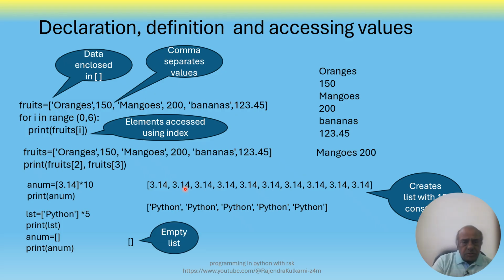We can also empty a list. Now enum consists of 10 values, all 3.14. When we assign enum with empty brackets, all the data in the list enum will be deleted.